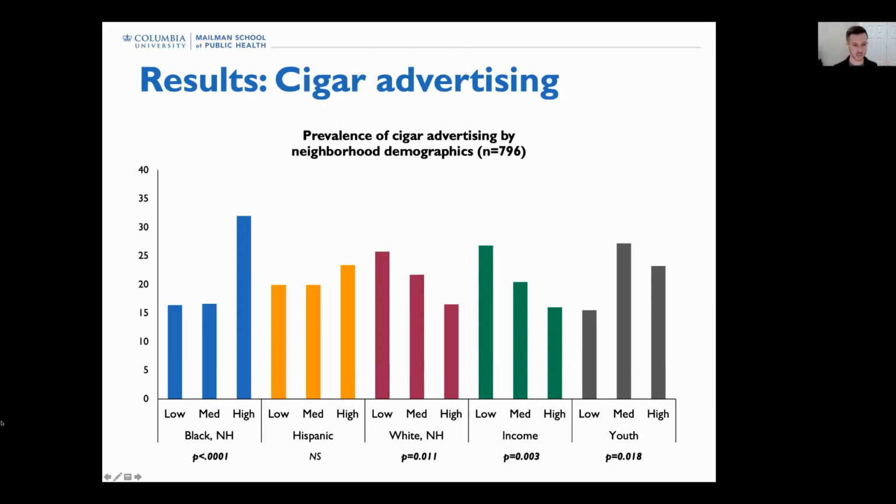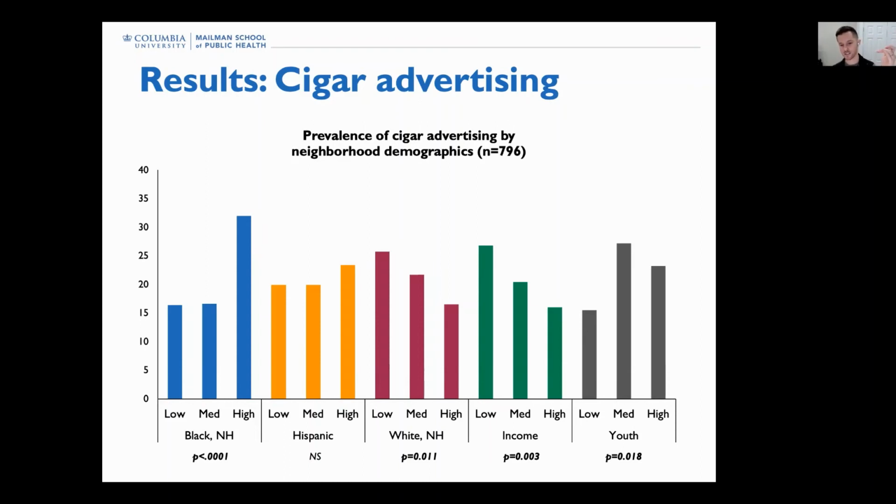advertise cigars. If we use non-Hispanic Black residents as an example, in neighborhoods with the highest percentage of non-Hispanic Black residents, so in that top third, about 32% of retailers in those neighborhoods advertise cigar products. And this was a significant increasing trend. We saw that the reverse was true when it came to non-Hispanic white residents. In neighborhoods with the largest proportion of non-Hispanic white residents, cigar advertising was uncommon, and this was a significant decreasing trend.